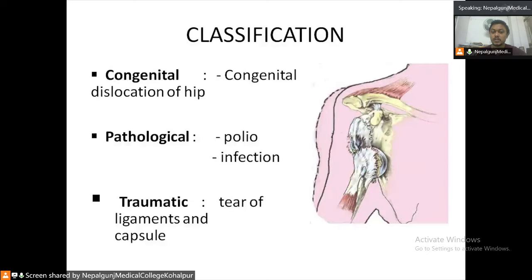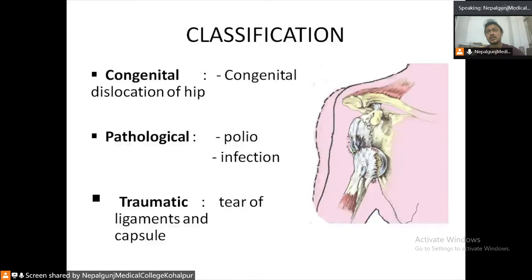The next is the pathological dislocation. There are a lot of conditions like polio and infection, usually septic arthritis or osteomyelitis in the metaphyseal region of infants. These cause joint subluxation or dislocation. These are the pathological conditions we encounter. Infection is one of the very high causes and is a very common condition that usually causes joint subluxation or dislocation.